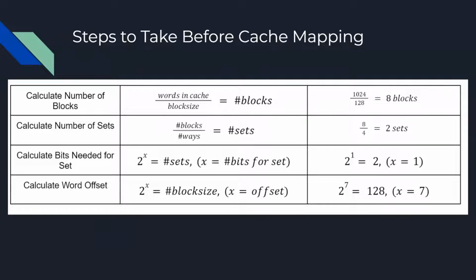Next, we want to calculate the number of bits needed for each set. We do this by doing 2 to the x is equal to how many sets we have. So in our case, 2 to the first power is equal to the 2 sets. So we're only going to have 1 bit to describe each set. And lastly, we want to calculate the word offset. This is done by doing 2 to the x is equal to the block size. We know our block size is 128, so we can find that x is equal to 7. So we're going to have an offset of 7 bits.